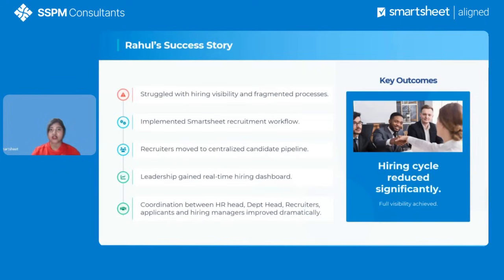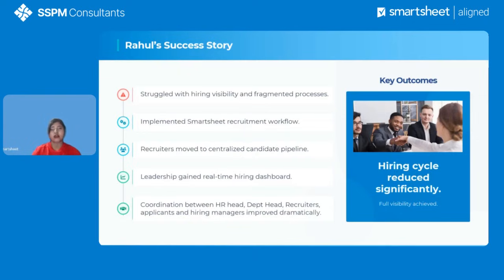But then the organization implemented a structured recruitment system using Smartsheet, and this is where things started to change. Now, Rahul's experience looks very different. He submits a structured requisition form. He can track approval status in real time. He knows exactly who is working on his role. He can see candidate pipeline updates live, and he doesn't need to follow up. The system keeps him informed. So that's amazing.